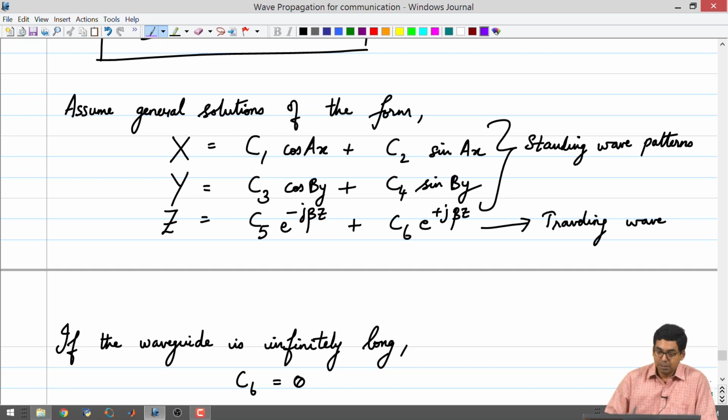So, in the case of TM you can pick a general solution that looks like C1 cos Ax plus C2 sin Ax, which corresponds to a standing wave in the x direction. Similarly for the y direction, it is a standing wave, and you can assume the same form. And in the z direction, we just use a travelling wave forward and backward. We already are aware of this solution: a forward travelling wave with e to the minus j beta z and a backward travelling wave with e to the plus j beta z.